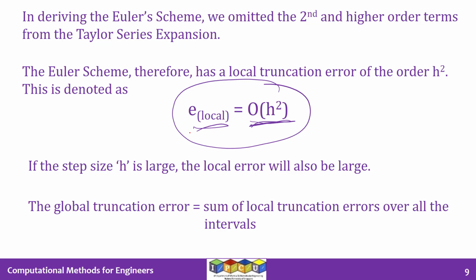Now, if h is large, the error will be large. As we discussed in the context of numerical integration, we can also have what is called a global truncation error. That means as we go along, what happens to the error? At any particular instant, the error is of the order of h squared for the Euler scheme. But as we go along, the global truncation error will be the sum of local truncation errors over all the intervals. That means the errors accumulate.